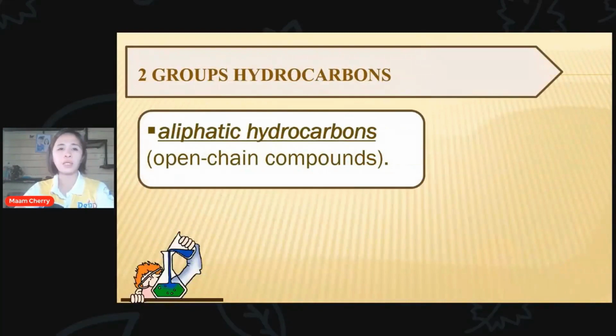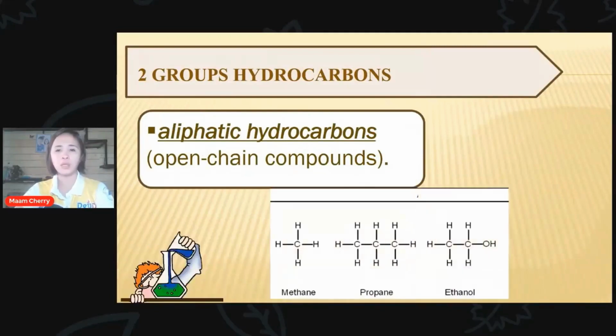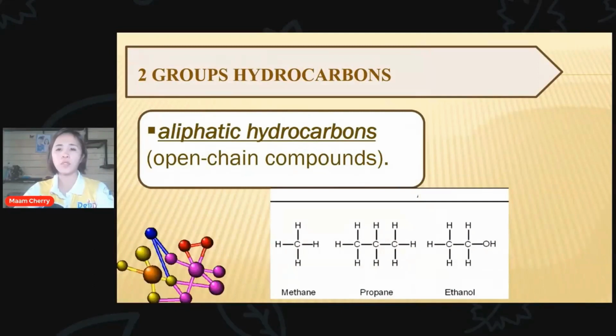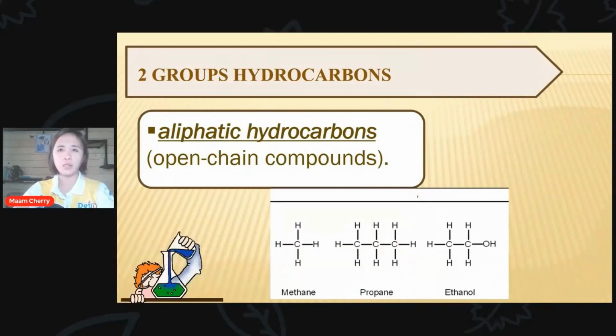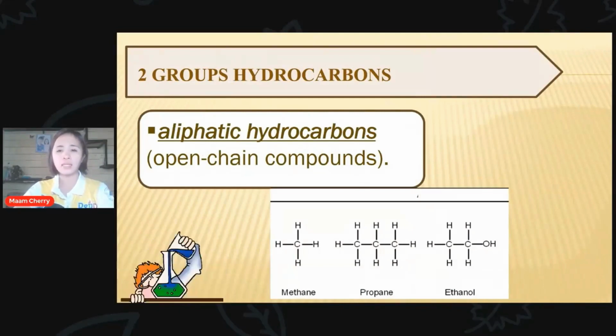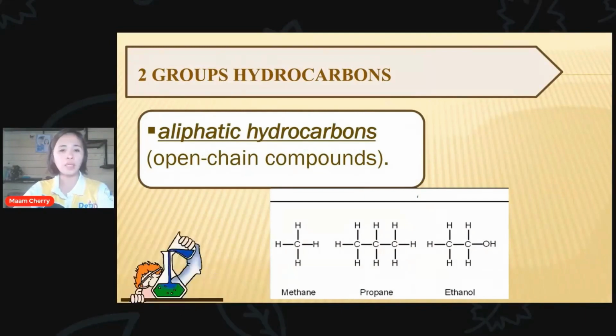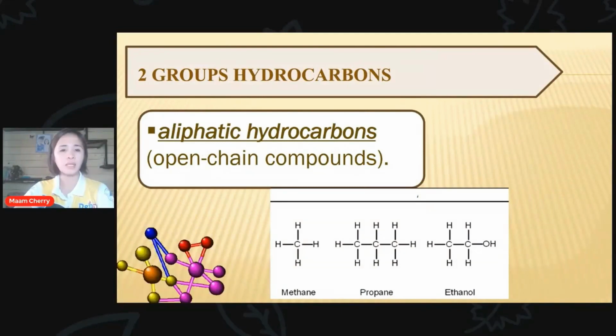So, two groups of hydrocarbons. Aliphatic hydrocarbons, open chain compounds. When we talk about open chain, these are hydrocarbons based on a chain of C atoms. There are 3 types of aliphatic hydrocarbons. First is alkanes, matatalakay din natin mamaya yan, with single bond. Alkenes naman yung double bond. Alkynes, triple bond. Yung mga example dito, puro alkanes, ibig sabihin, single bond lang sila.